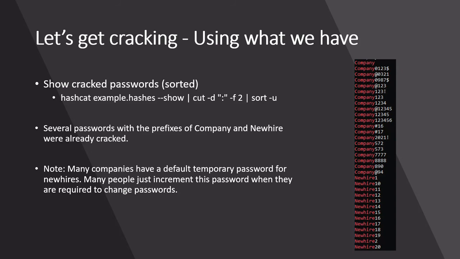Basically, we're going to use the show switch on the hash file with Hashcat. We're going to cut at the delimiter, a colon, and then we're only going to show the second side. Then we're going to sort it for unique, because we only want unique passwords and we want them sorted. So this is going to provide you with a sorted list of passwords that we can use to find additional passwords.